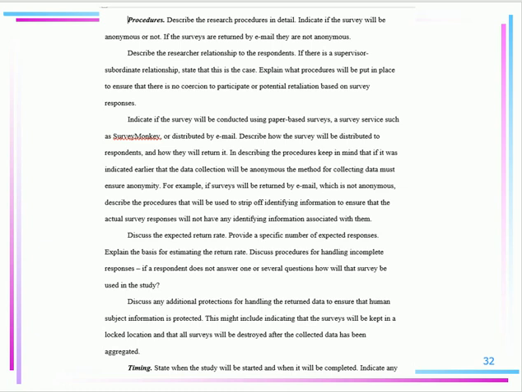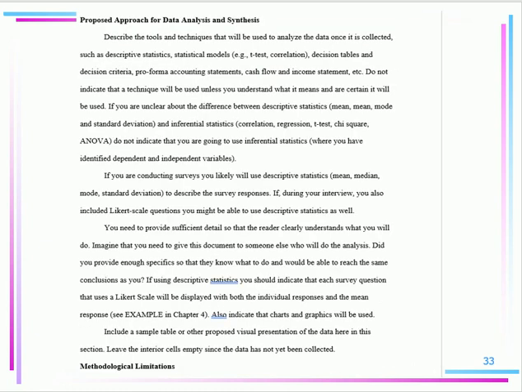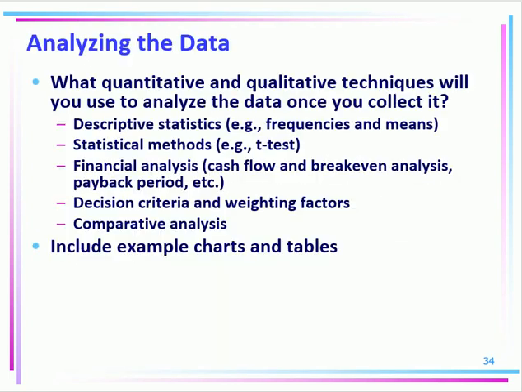So procedures, describe the procedures in detail, indicate if a survey will be conducted using paper or whether you're going to use SurveyMonkey or whatever. So you can see the template just really lays it out. You just got to change this into what you were planning to do as opposed to all my words, right? So change it. And then the methodological limitations. This is a note here.